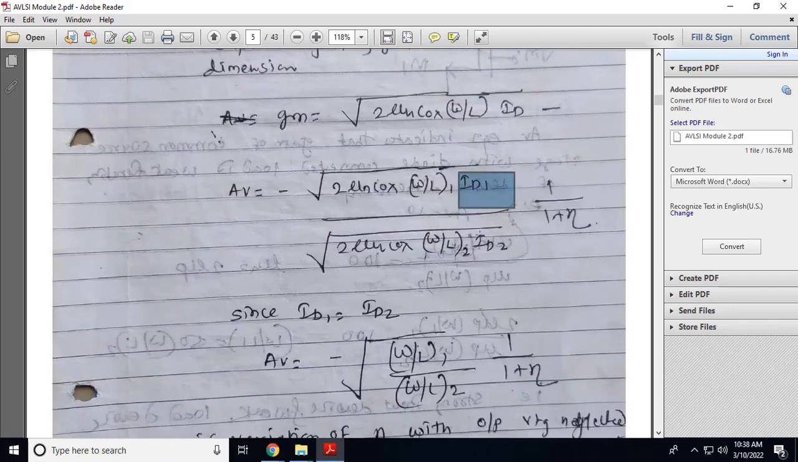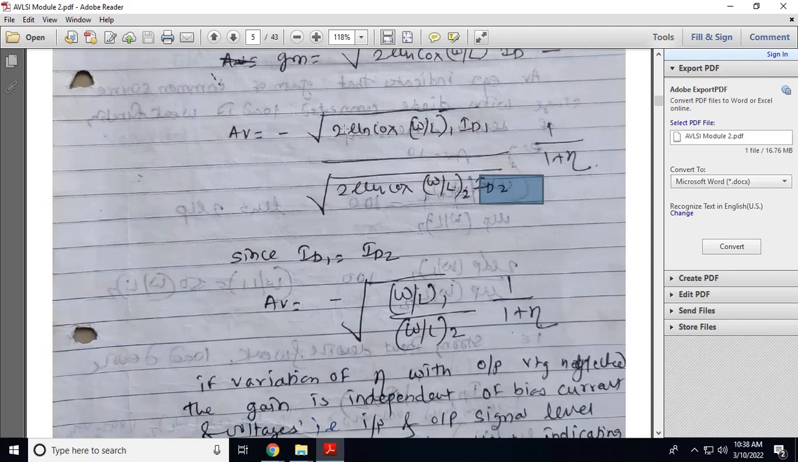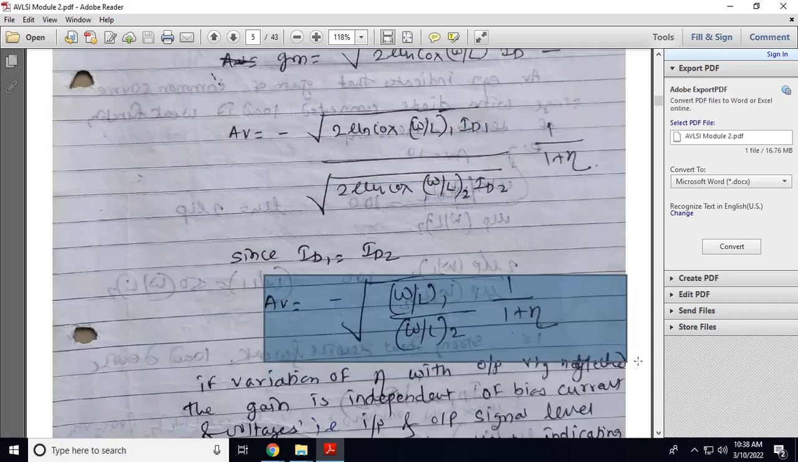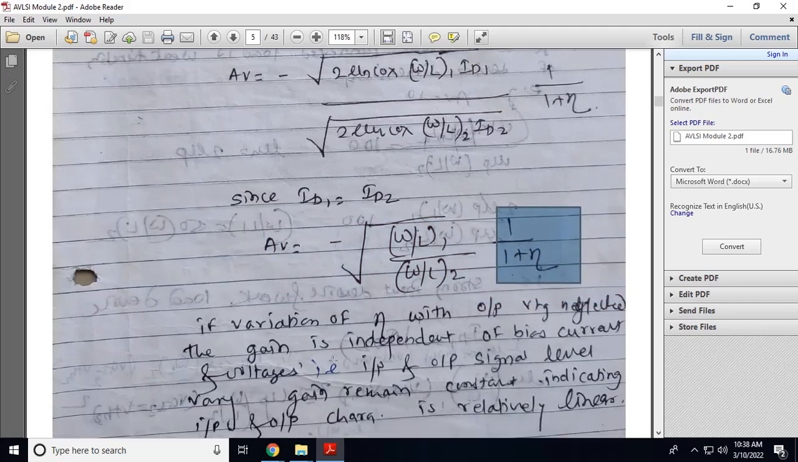Now ID1 and ID2 are equal, so the 2, mu n Cox, and ID will get cancelled. So the voltage gain is equal to square root of W by L of transistor 1 divided by W by L of transistor 2, into 1 upon 1 plus eta. Now if the variation of eta with the output voltage is neglected, this gain is independent of bias current and voltage. So if we neglect this eta variation with output voltage, the gain is independent of supply and biasing current.